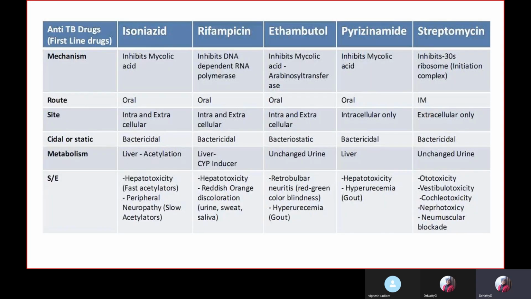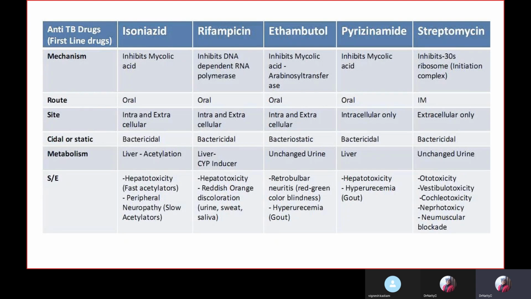Now, antitubercular drugs. You have a first line group of drugs and a second line group of drugs. First line drugs involve 5 drugs, which are isoniazid, rifampicin, ethambutol, pyrazinamide and streptomycin. Here the side effects of antitubercular drugs are very important. Isoniazid is a bactericidal drug, rifampicin is a bactericidal drug, ethambutol is a bacteriostatic drug, pyrazinamide and streptomycin are bactericidal drugs. So the only first line drug which is bacteriostatic is ethambutol.